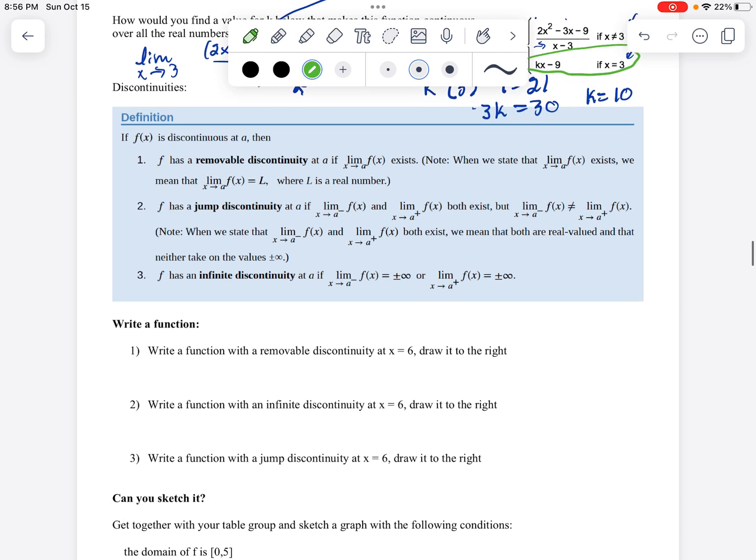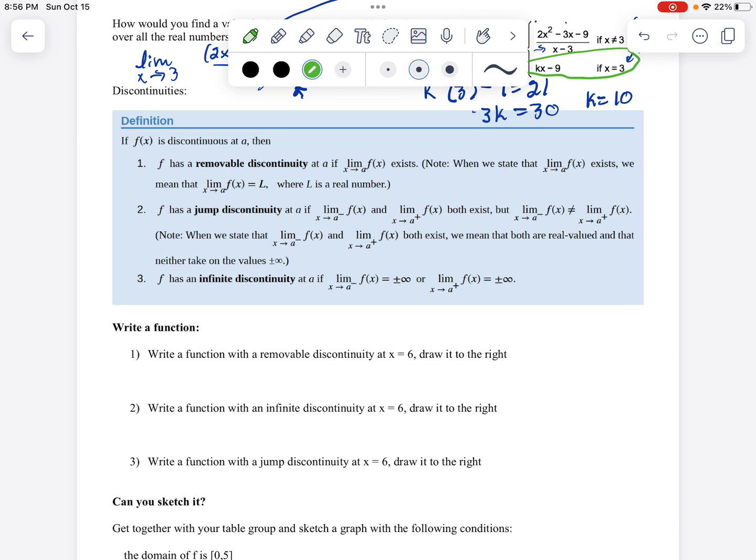So here are our formal definitions. f of x is discontinuous at a. If it's discontinuous at a, then let's look at the 3 different discontinuities. The removable discontinuity, that's the hole. At a, if the limit exists but the function isn't defined, it's discontinuous at a. So that's when the limit exists. So that's something like this, where we have a limit from both sides, but at that particular value, we have a hole.